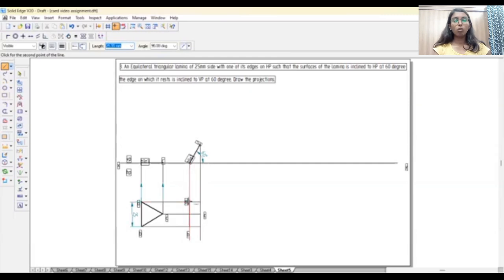Now let's take move option and select these lines. Let's select the copy option, and paste it on the line, put it on the line. Now we have to take rotate option, select one tip to another tip. Now mention the angle above, which is inclined to HP at 60 degree. They have given it as 60 degree to HP, so it should come in VP. So let's take above 60 degree in VP. Now let's take angle between 2 points and measure the angle 60 degree.